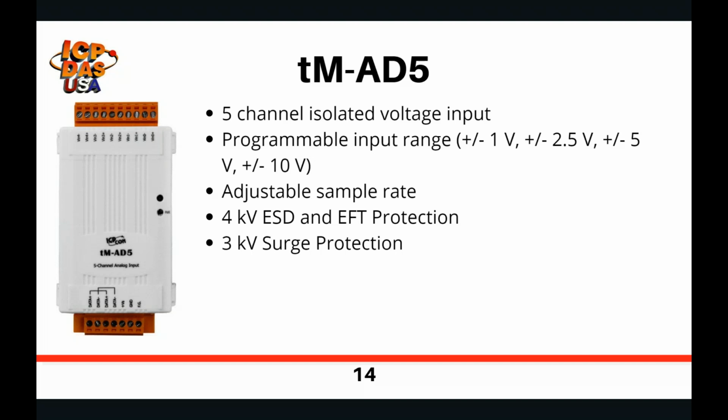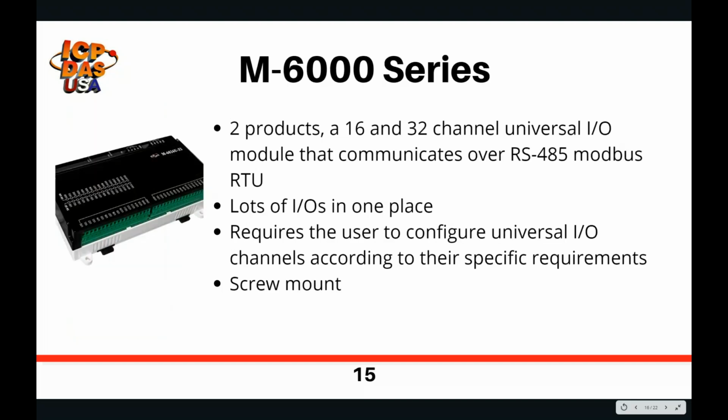Now we're moving on to the M6000 series, which is a series of just 2 products, a 16 and a 32 channel universal I/O module using, again, RS-485 and Modbus RTU. The advantage of this is that it's lots of I/Os in one place. The disadvantage is that it requires the user to configure universal I/O channels according to their specific requirements, and this one is screw mounted.